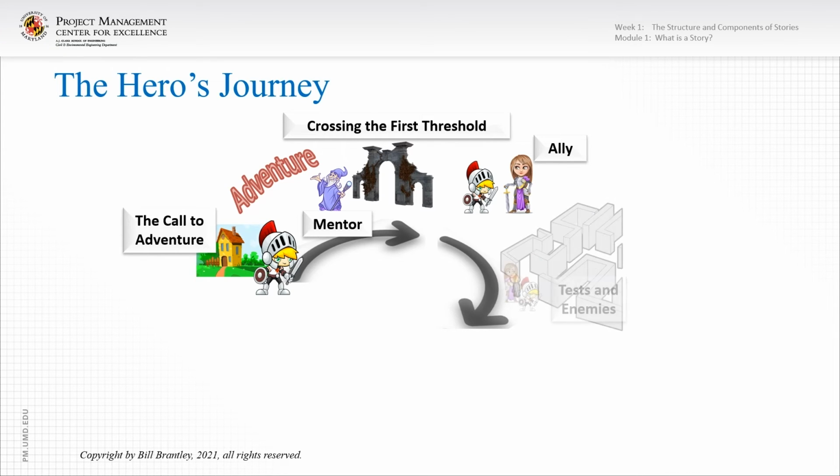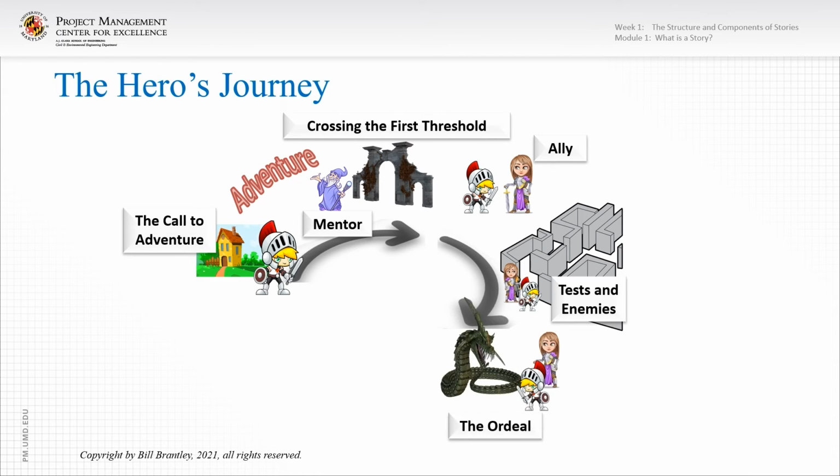And then we go into our test and enemies. So we have our ally help us with our test and enemies. The mentor sometimes will help us too, but may die during this period or may come back. It really depends on the story. But our ally and our hero increasingly face more difficult tests and more difficult enemies until we get to the ordeal, the final battle here. And if you're a gamer like me, you know this is the boss battle. We meet the boss and we have to defeat the boss to win the game here.